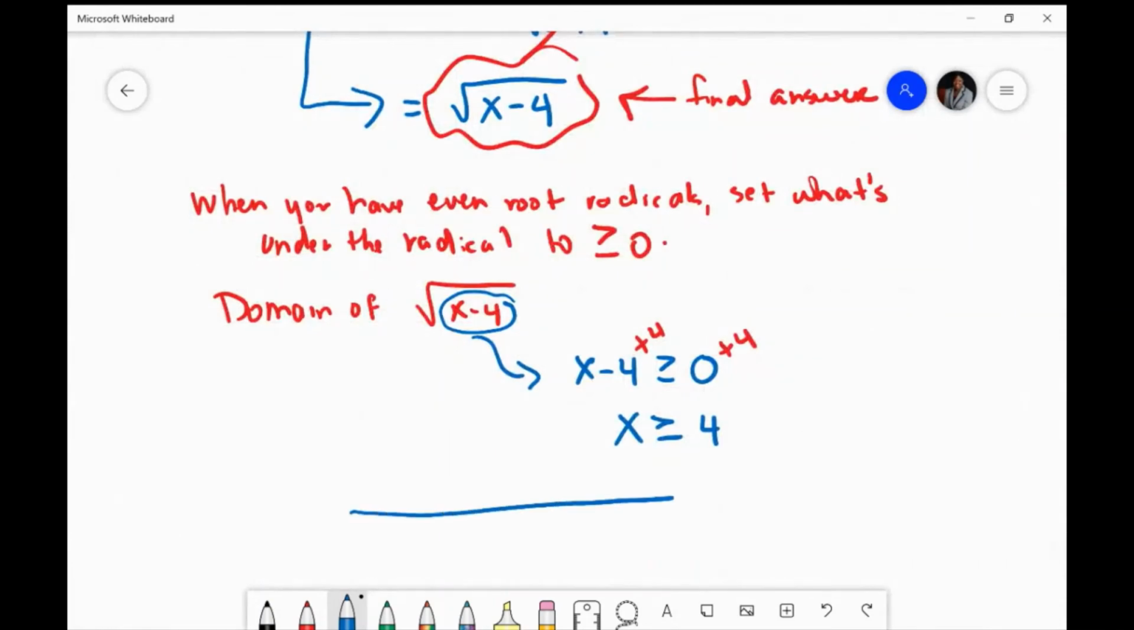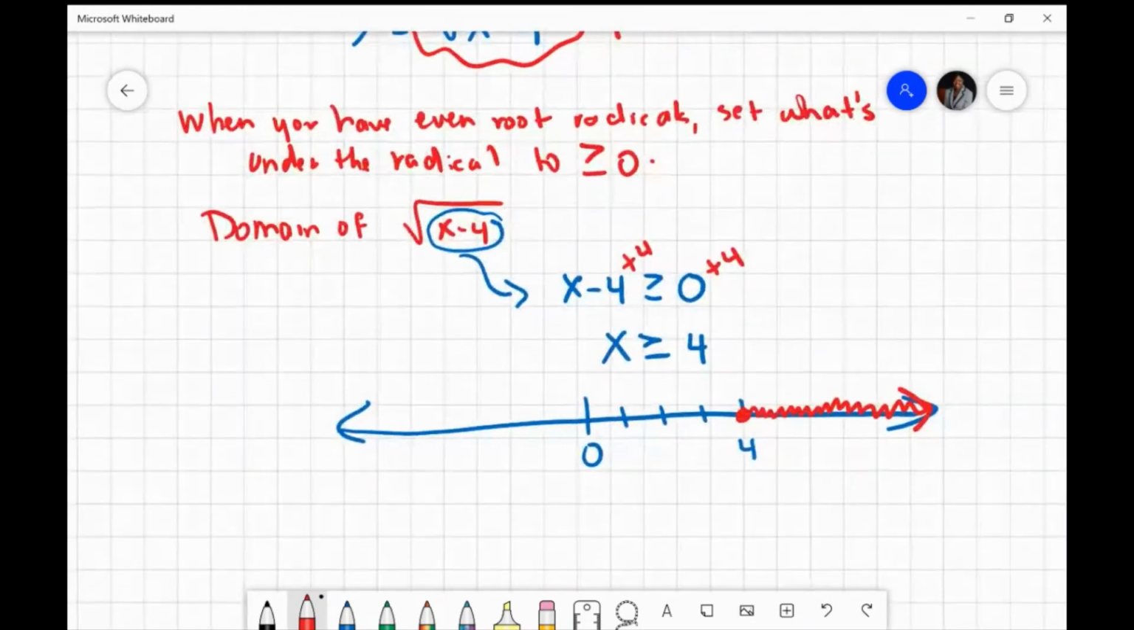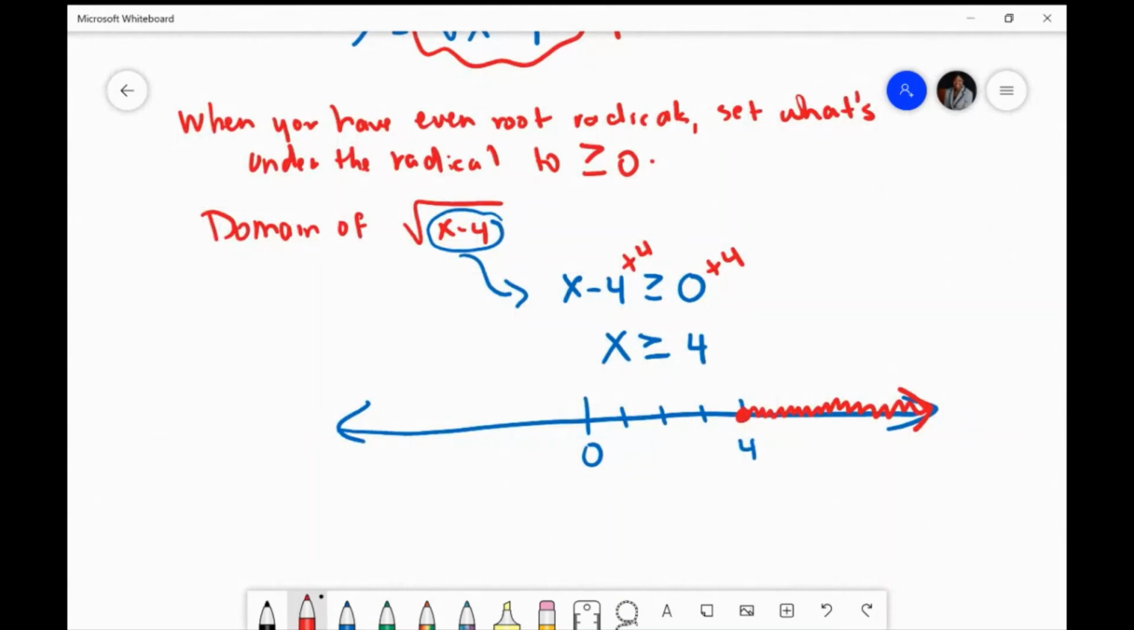So if we look at a number line and we're like, how do I write this in interval notation? We're looking at everything that is equal to 4 and everything also that's greater than 4. So it will be 4 to positive infinity, closed with the brackets though, right? Yep. 4 to positive infinity.